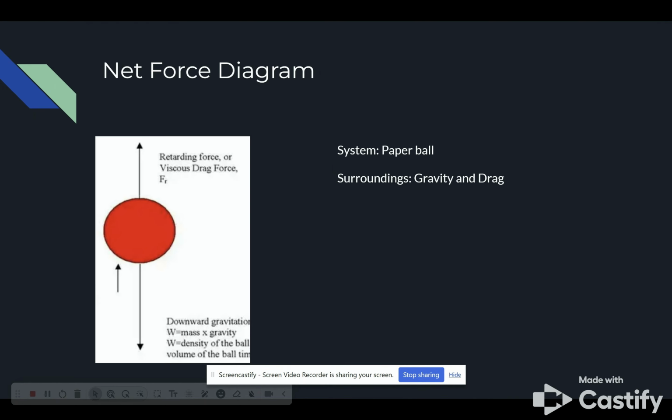So here's a diagram of the net force, a free body diagram. First of all, you have gravity going down here, and then resisting that is drag, so likely there will be less acceleration and less net force when that's taken into consideration. The system is the paper ball, and the surroundings are gravity and drag, basically.